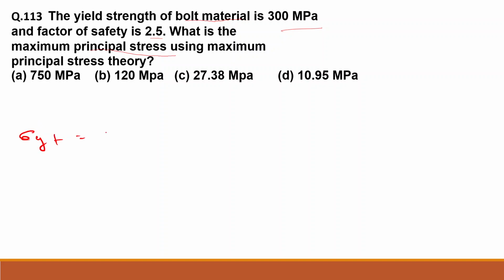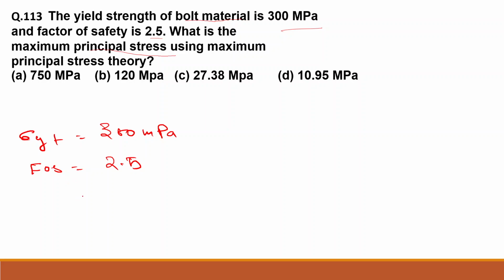Sigma yt is equal to 300 megapascal, and the factor of safety is given here as 2.5. After that I will be applying the maximum principal stress theory.